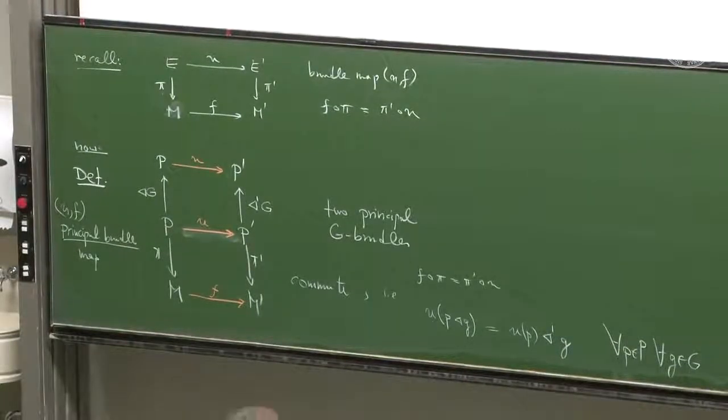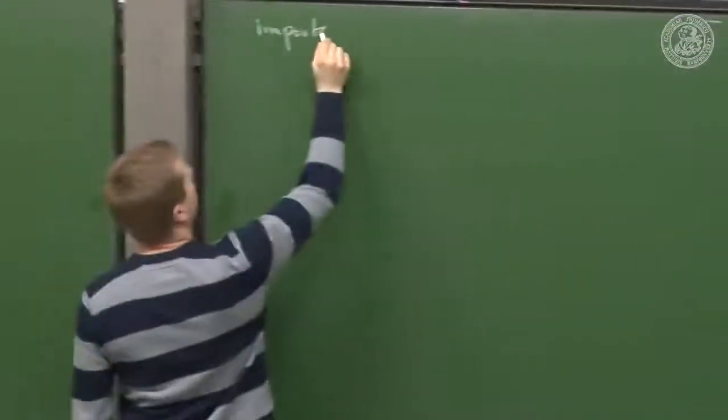Now, any questions here? No, that's straightforward enough, right? So we have an important generalization of a principal bundle map.